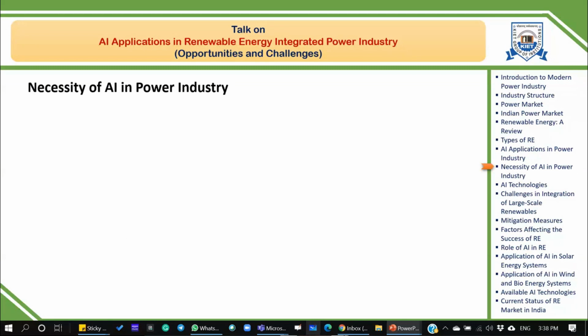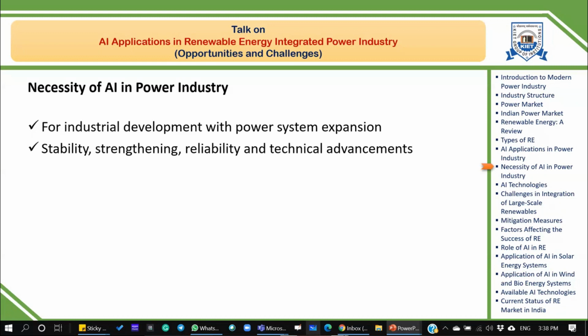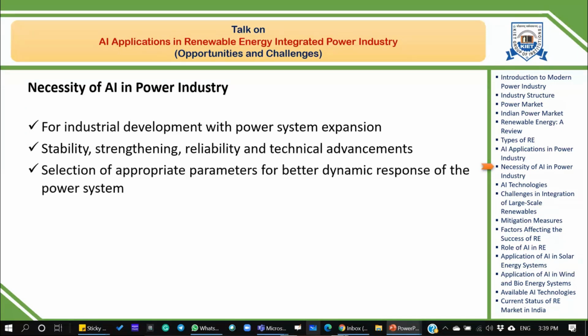Now, why is AI required in the power industry? For industrial development with power system expansion, stability, strengthening, reliability, and technical advancement. After this discussion, we can easily understand why these are necessary. Industrial development and expansion means that day by day your power system is expanded, with transmission extension and generation expansion. Because of that, a number of constraints come into the market, so for handling those constraints we require AI. For assuring stability, strengthening reliability and technical advancement, we require AI techniques.